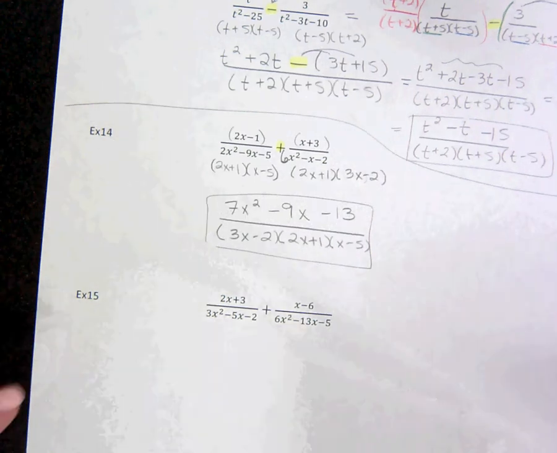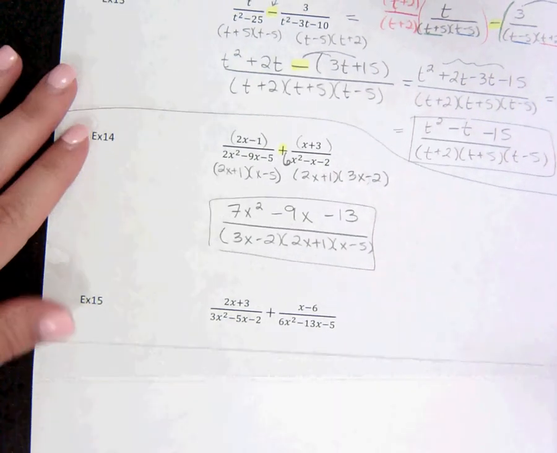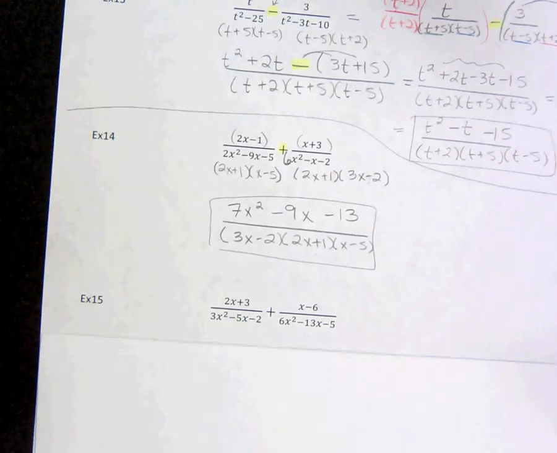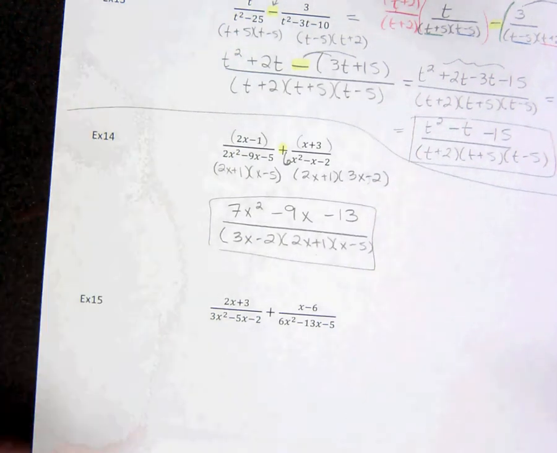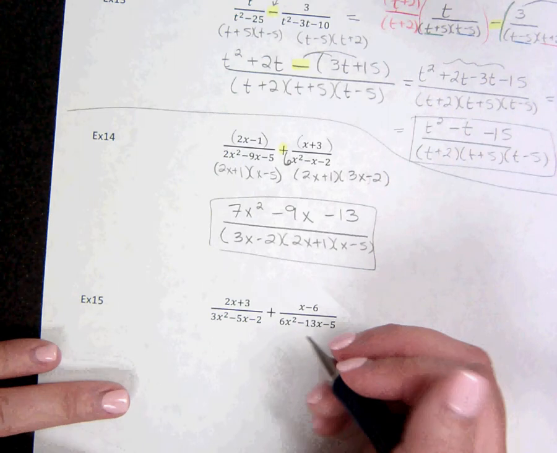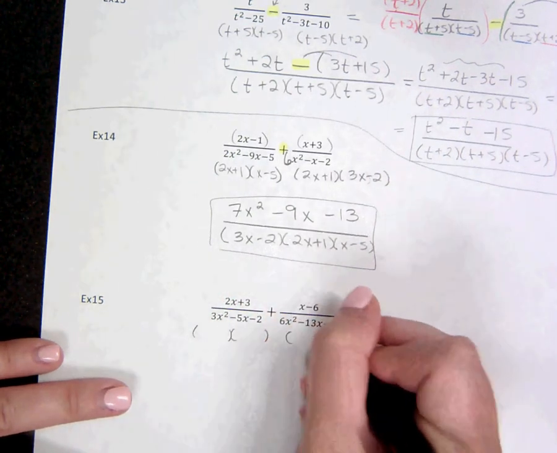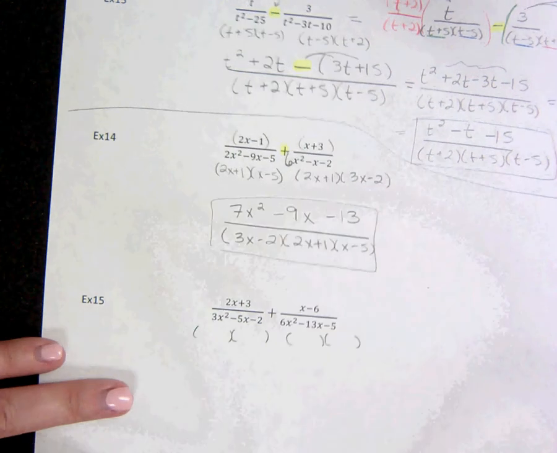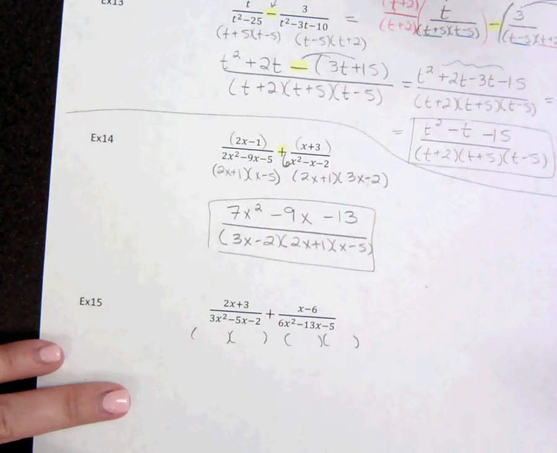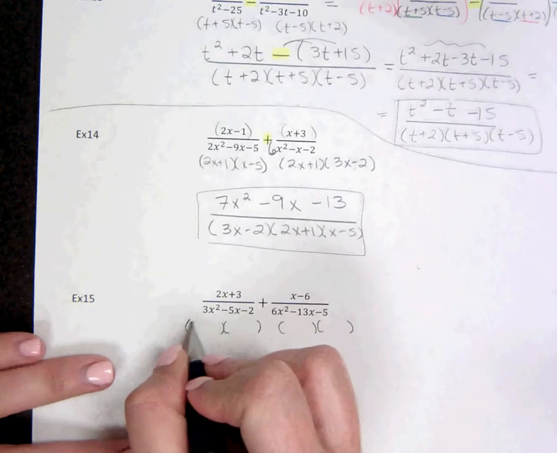Alright, example 15 is the same idea. I encourage you to pause the video, try it on your own first, then play it back and see how you did. So let's see here. We need to factor, which you want to make sure you can do on your own. I've already done the work, but you want to make sure that you can get those factored without my support.